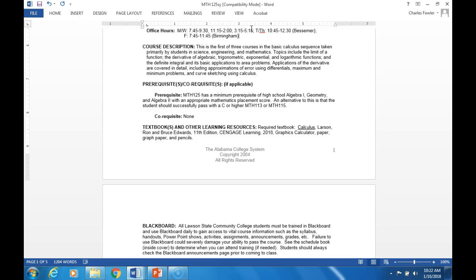All right. I do not like this next sentence. It's so negative. "Failure to use Blackboard could severely damage your ability to pass the course." If they let me change this, I would say the proper use of Blackboard could greatly enhance your ability to do well in the course. It's a much more positive statement, and I think closer to reality.